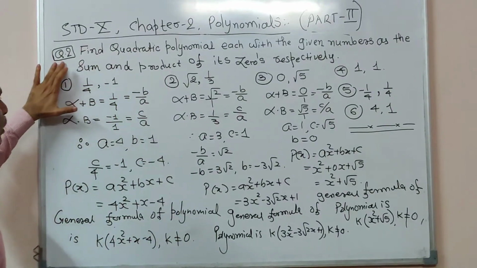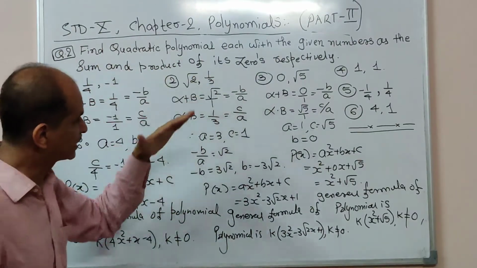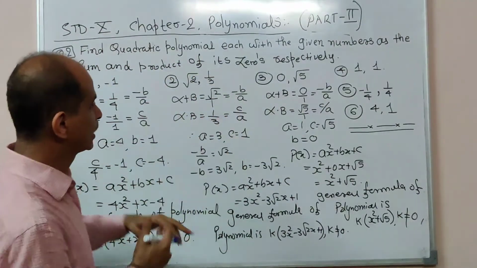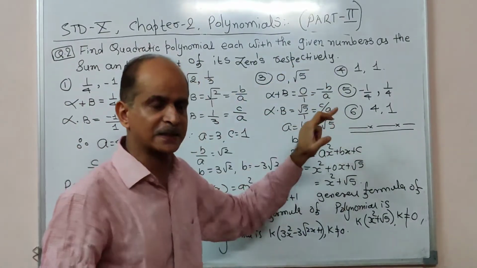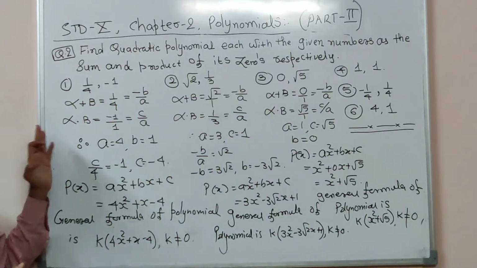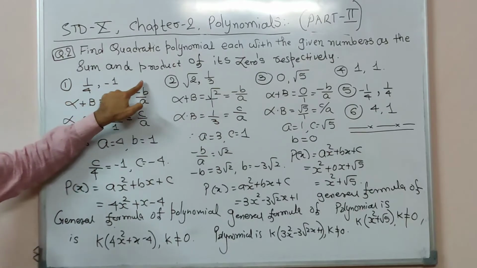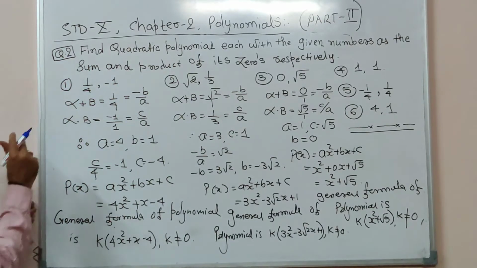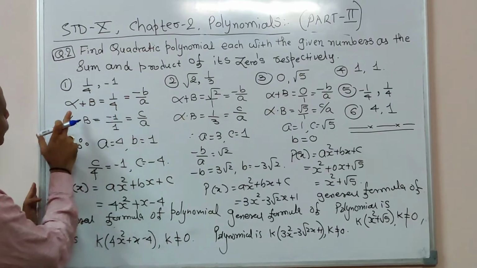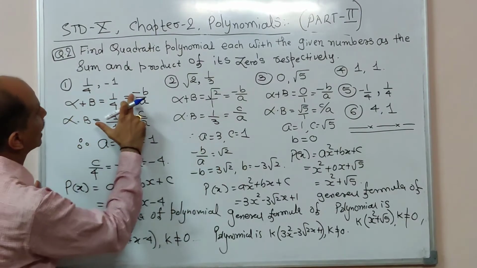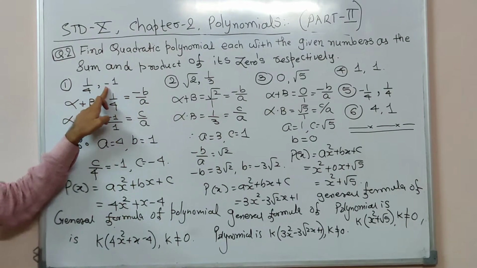In this question number 2, 6 examples are given to you. I am going to solve the first 3 examples, and on the basis of this you have to solve examples number 4, 5 and 6. Well, let me start example number 1. Here 1 by 4 and minus 1 are given to you. So 1 by 4 means alpha plus beta, so alpha plus beta is equal to 1 by 4. But you know alpha plus beta is equal to minus b by a. Similarly, alpha into beta is equal to minus 1.